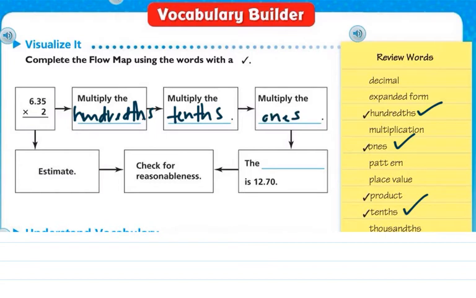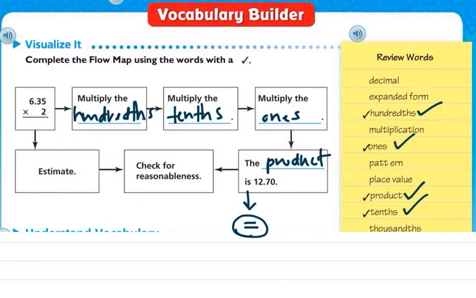Now we're going to go down from our flow map. It says the blank is 12 and 70 hundredths. Boys and girls, we talked a lot about the word is. If we're a math detective, we know is means equal. So we know that the answer in multiplication is the product. So that would be the word that we're going to use here.